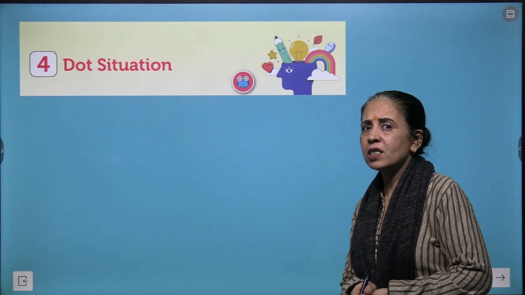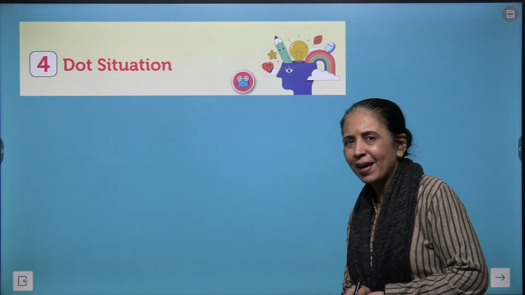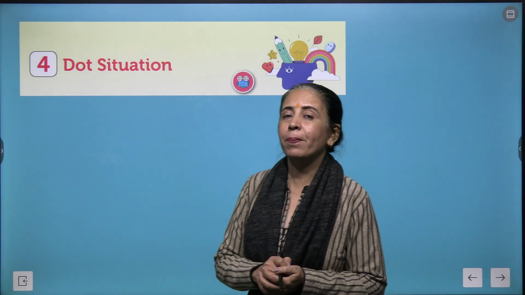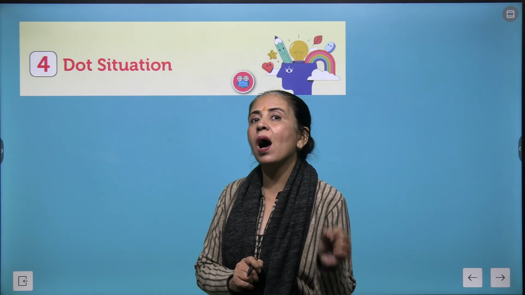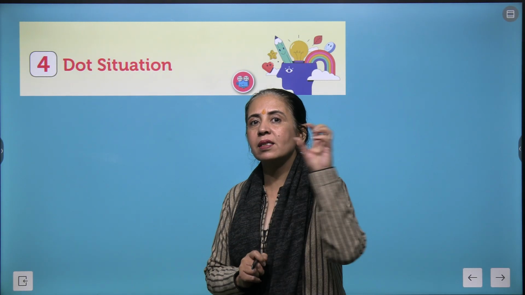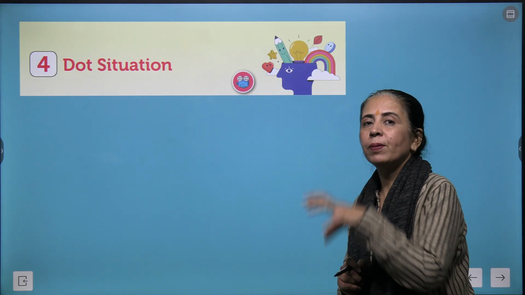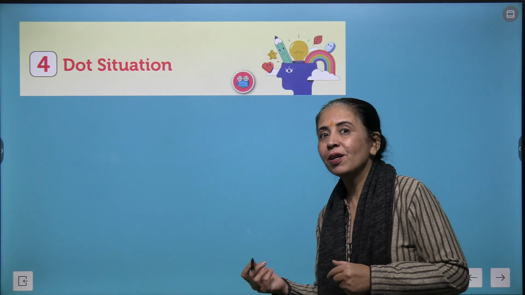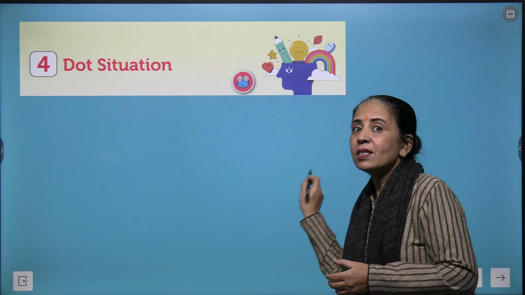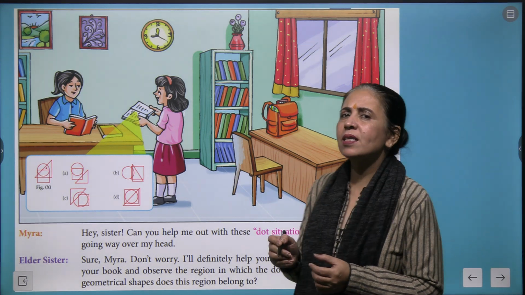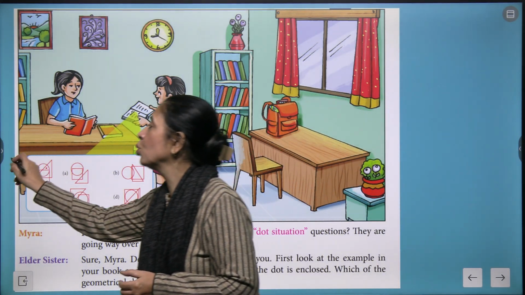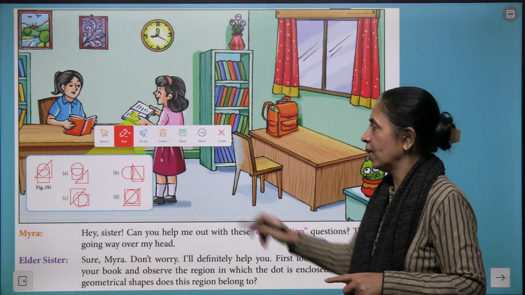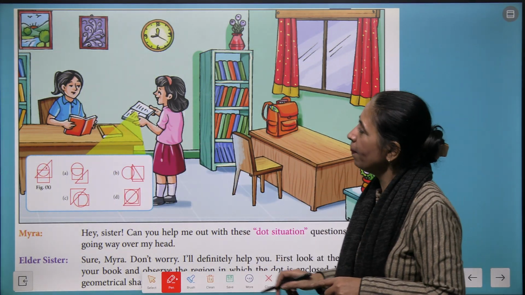And now why do we study dot situations? Brilliant, that makes you a good analytical person and you are able to analyze the different options that could be the solution to the given problem and come to the right conclusion. So come, let's meet Myra, who is a little confused and is not able to get the solution for the given dot situation. Teacher is going to help her.